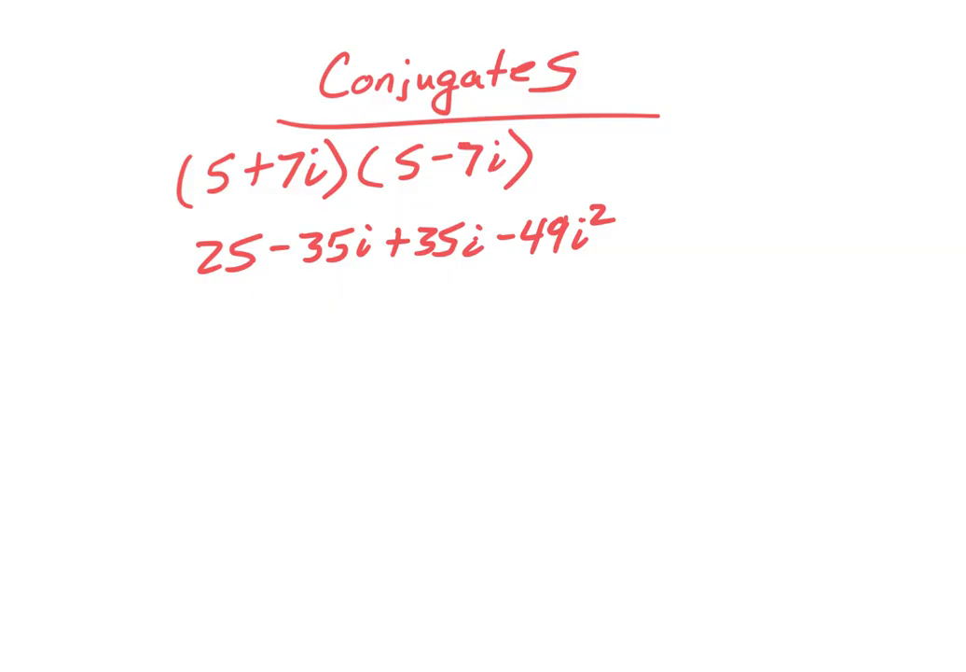And because these are conjugates, anytime we have conjugates, the two middle terms are going to disappear. They cancel each other out. Negative 35i and positive 35i make 0. i squared, once again, is -1. So this becomes 25 plus 49.